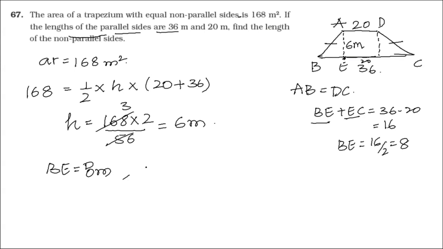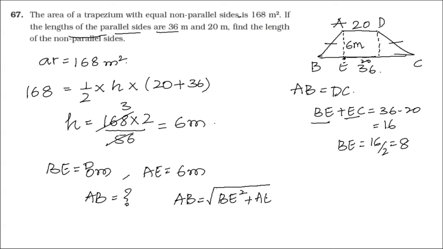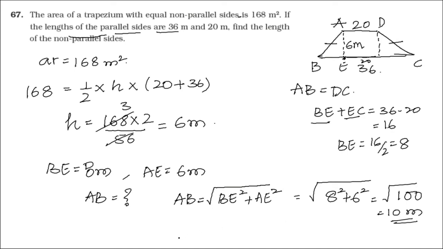Now the length of BE is 8 meters. The length of AE is 6 meters. So we can find out the length of AB. It can be found by using Pythagoras theorem. AB will be square root of BE square plus AE square. This will be under root 8 square plus 6 square. It's root 100, which is 10 meters. Therefore, AB will be equal to DC, which will be equal to 10 meters.